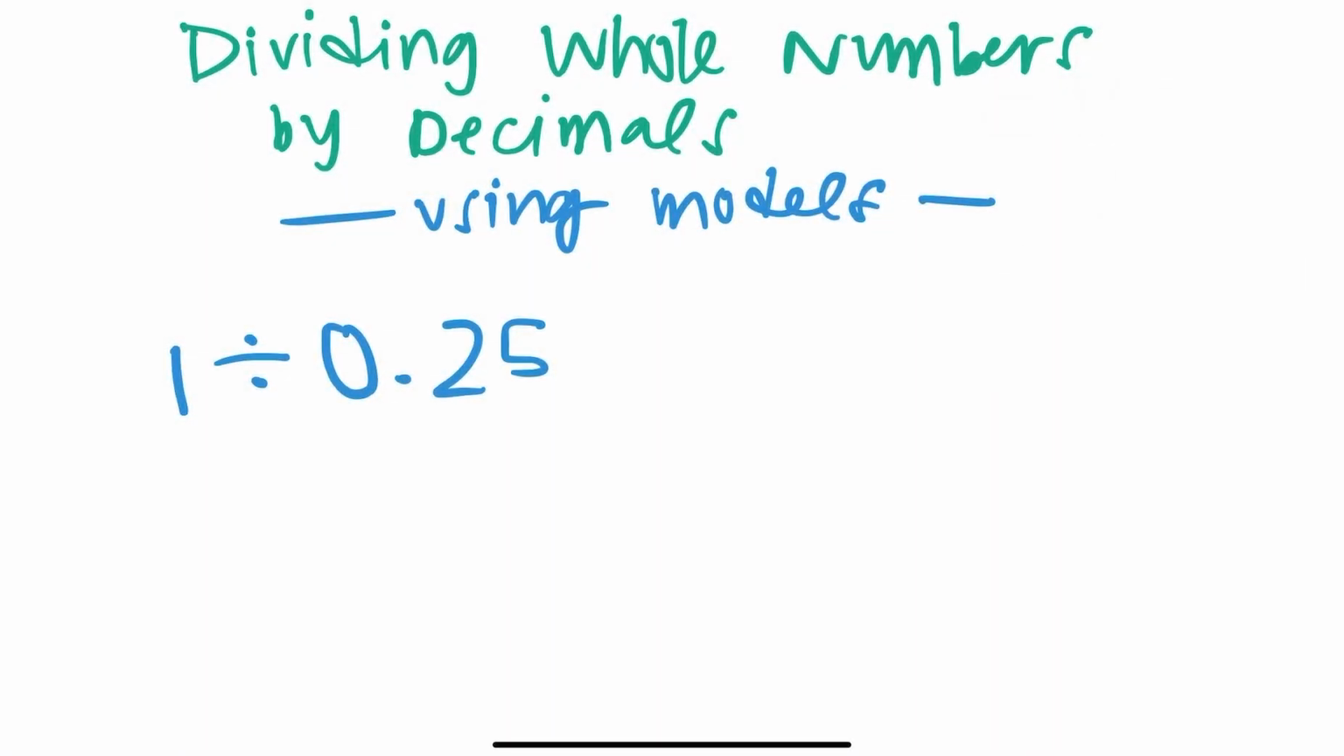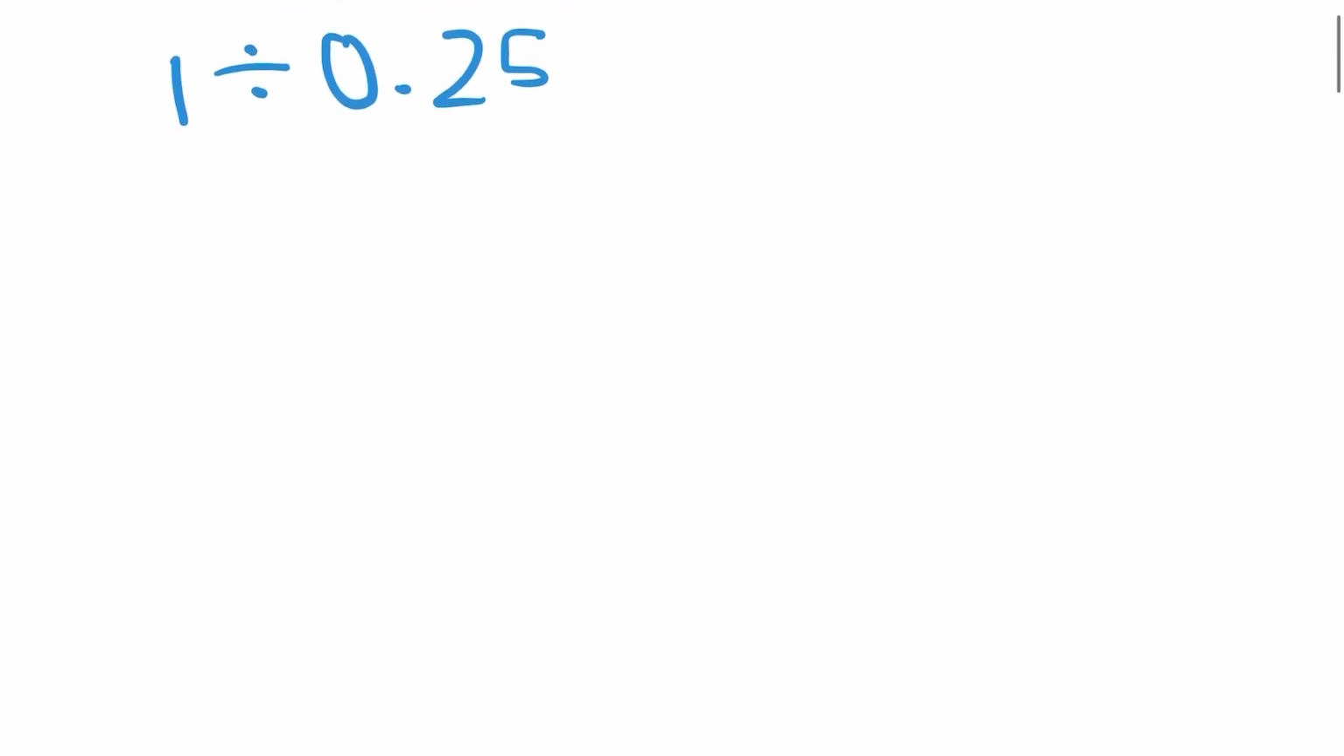Hi, you guys. Today we're going to be talking about dividing whole numbers by decimals. In fifth grade, you're only ever going to see either a decimal divided by a whole number or a whole number divided by a decimal. You're not going to see a decimal divided by a decimal until you get to sixth grade. So I'm going to show you today how to use models to help you divide a whole number by a decimal. We're going to start with this first problem, 1 divided by 25 hundredths.